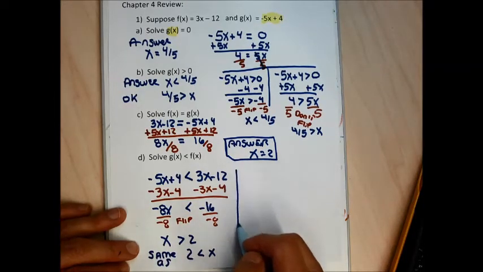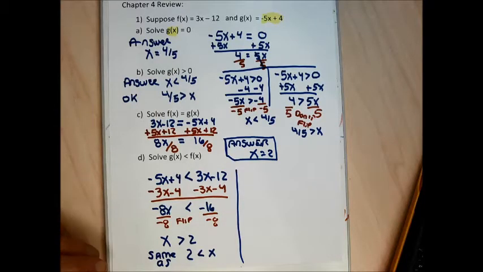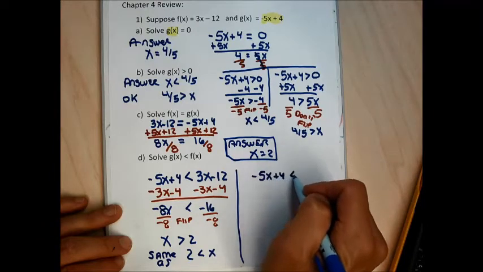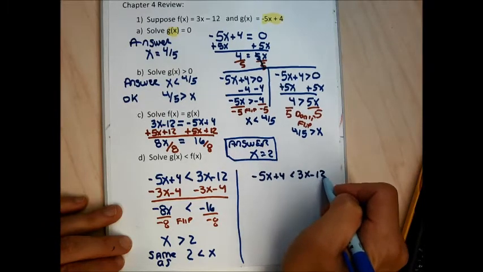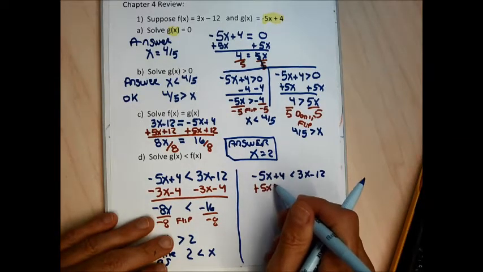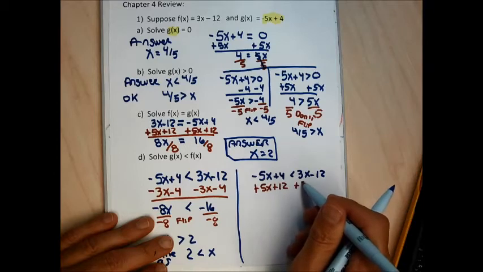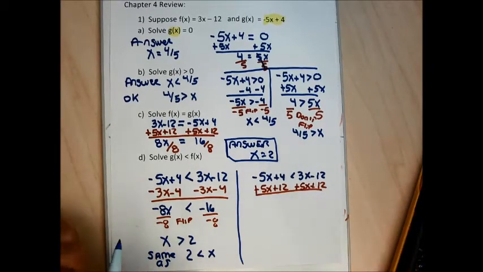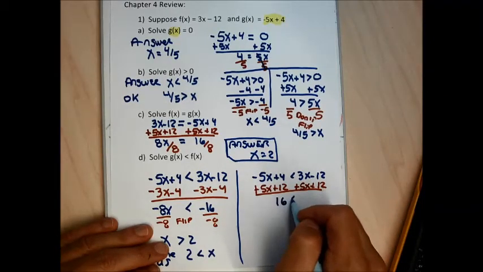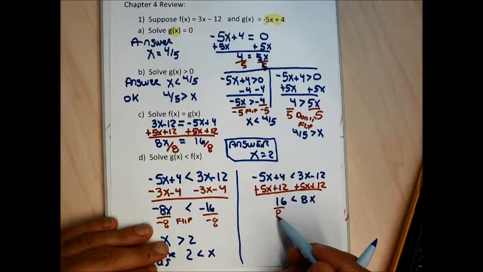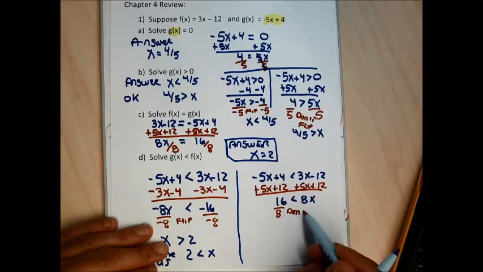pointing towards the 2. The other way that I could have solved this is getting the x on the right-hand side. You don't have to solve it both ways, just whichever way seems easier to you, you should do. So I could have plus 5x and plus 12 from both sides. And solving it that way, on the left side I'd get 16, on the right side I'd get an 8x, and then when I divide, I won't flip. You only flip the sign when you're dividing by a negative.